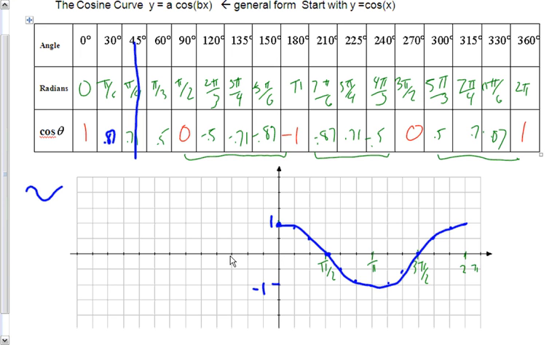We can do the negatives. So remember, 1, 2, 3 blocks, negative pi over 2. 1, 2, 3, negative pi. Negative 3 pi over 2. Negative 2 pi. And again, it's going to share the same highs and lows. So it's just going to be over here. It'll be 0, negative 1, 0, 1.